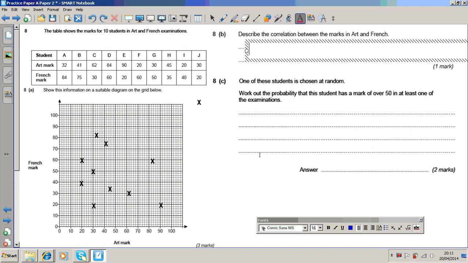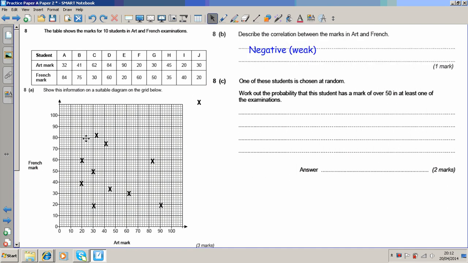Okay, so describe the correlation between the two. It's a difficult one, it's very weak. I think that's probably negative correlation. You could say weak negative correlation, because there are some higher scores here and lower ones there, so it does tend to go down, but it's not very strong correlation.